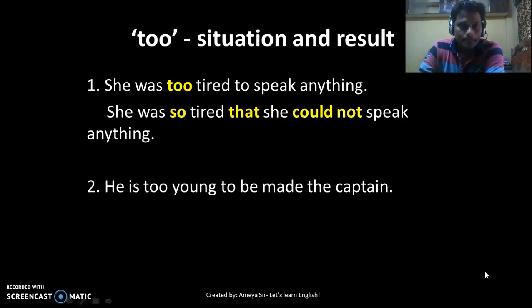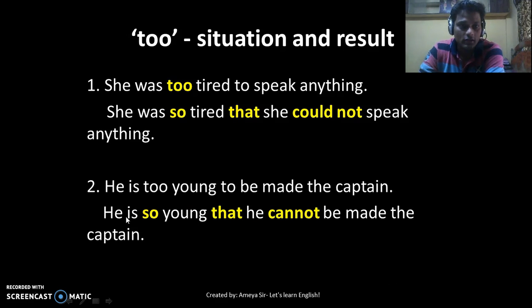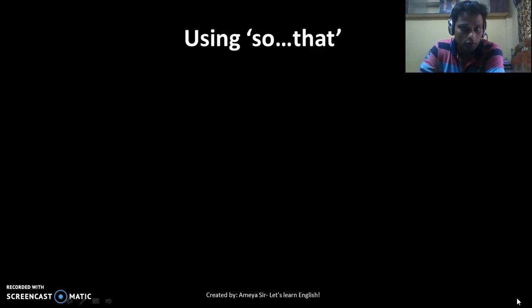Now the next one is, he is too young to be made the captain. So I can say he is so young that he cannot be made the captain. Now I want you to notice when it was past tense with "was", we used could not, and now when it is showing the present tense, then we have used cannot. Okay, that is something to watch out for. So using "so that" has got some steps to learn, three to be precise.